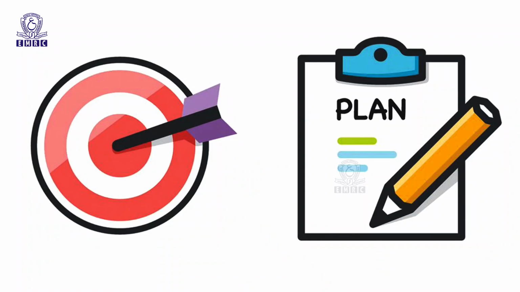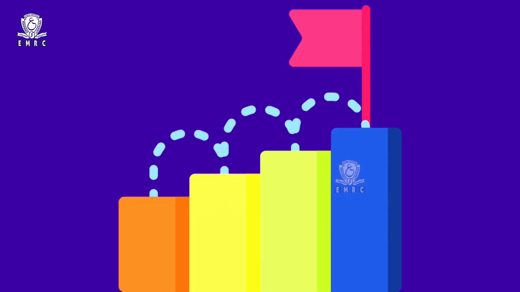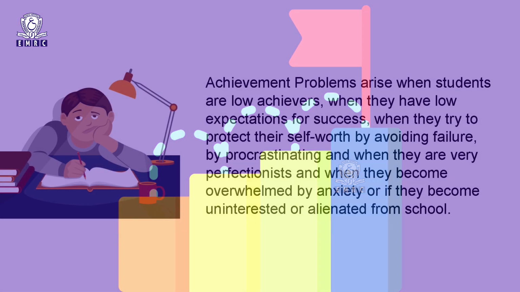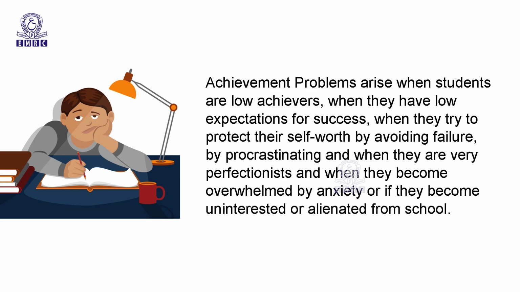Achievement problems will generally crop up when students do not set goals and do not plan how to reach them. Not only that, even when they do not adequately monitor their progress towards the goals, achievement problems are bound to occur. We have seen in the last module how goal setting is important. So, achievement problems arise when students are low achievers, when they have low expectations for success, when they try to protect their self-worth by avoiding failure, by procrastinating, when they are perfectionists, when they become overwhelmed by anxiety, or if they become uninterested or alienated from school.